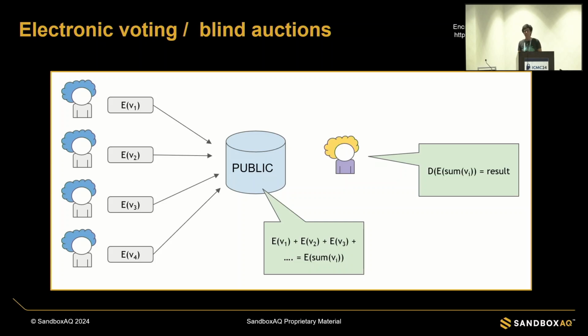So, for example, in electronic voting or in blind auctions, you can use FHE to compute the result of an electronic election without having to decrypt the individual votes from the voters, which means that we don't need to break their privacy. And it's a very efficient thing to do. In the case of electronic voting, we could even do it with partial homomorphic encryption. We don't even need to compute multiplications in some of the cases.